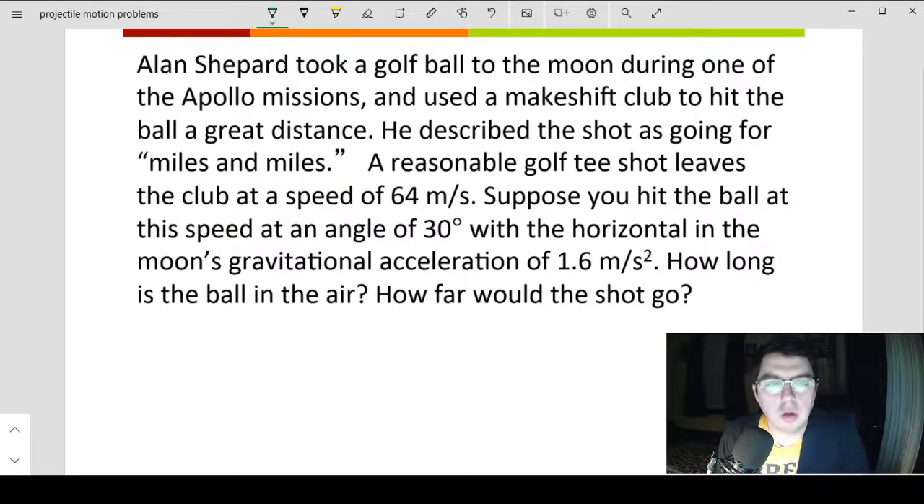The next problem we're going to work deals with Alan Shepard hitting a golf ball on the moon, which is a real thing that he did. This was Apollo 14. So if you're familiar with Apollo 13, this would have been the mission after the Apollo 13 emergency, where they actually couldn't land on the moon and they had to come back, and it was very tense and they weren't sure they were going to survive.